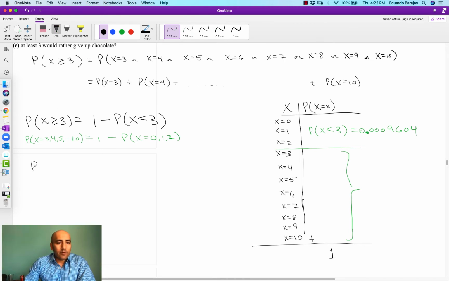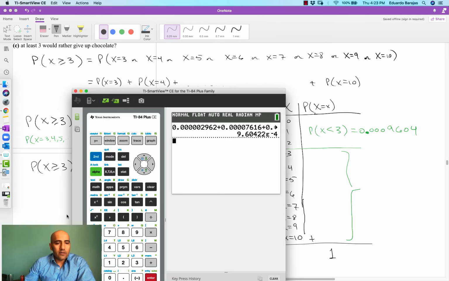Probability that x is greater than or equal to 3 equals 1 minus the probability that x is strictly less than 3, which means that this is 1 minus 0.123964. Or, okay, let's put them on our calculator. This is going to be 1 minus 0.123964, which gives us 99904.